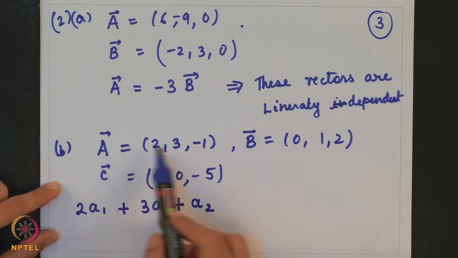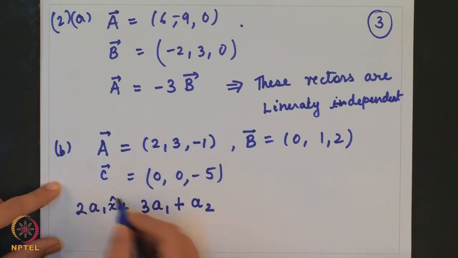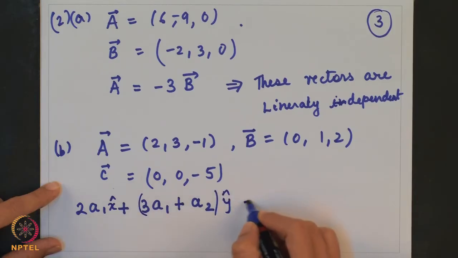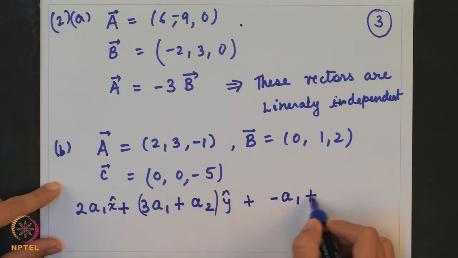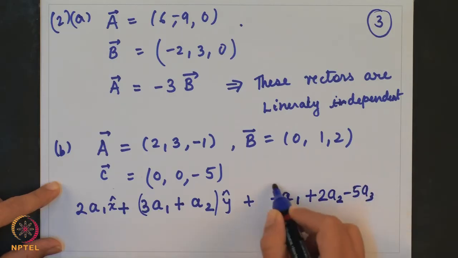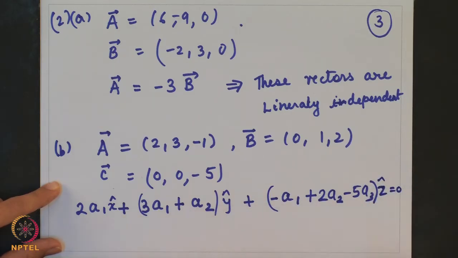And the third term, do not forget, these are in Cartesian coordinates, so x, y and z. So, I must write here x cap, this is y cap, plus the last term would be minus a1 plus 2a2 minus 5a3 z cap is equal to 0.